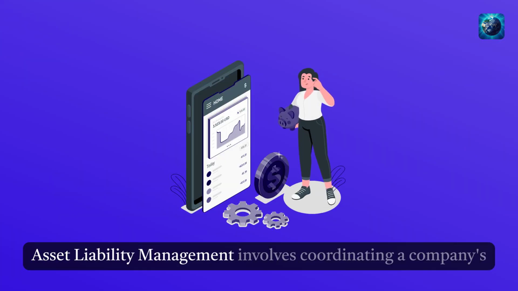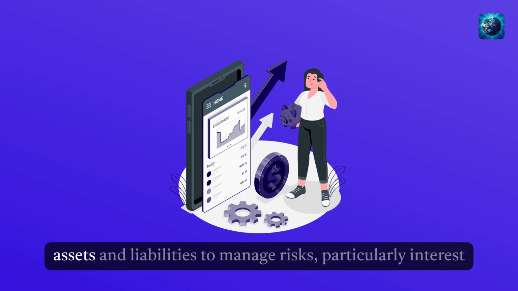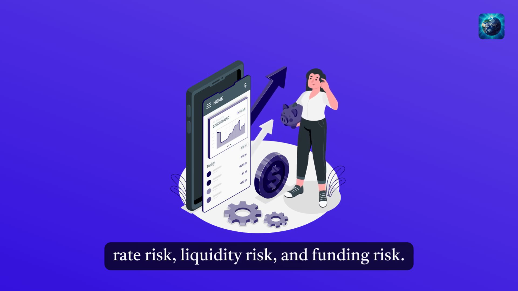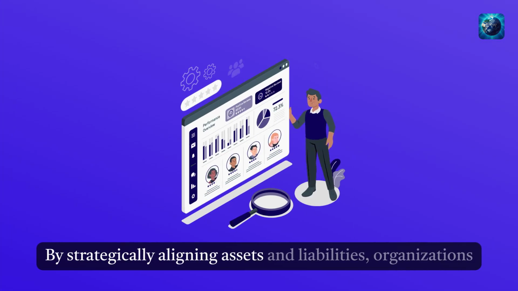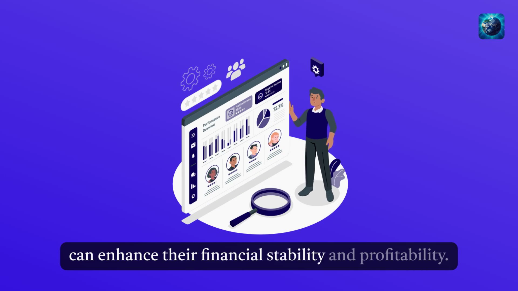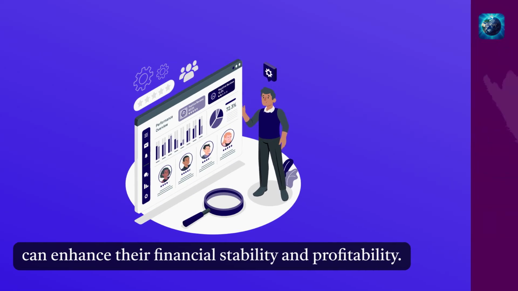Asset liability management involves coordinating a company's assets and liabilities to manage risks, particularly interest rate risk, liquidity risk, and funding risk. By strategically aligning assets and liabilities, organizations can enhance their financial stability and profitability.